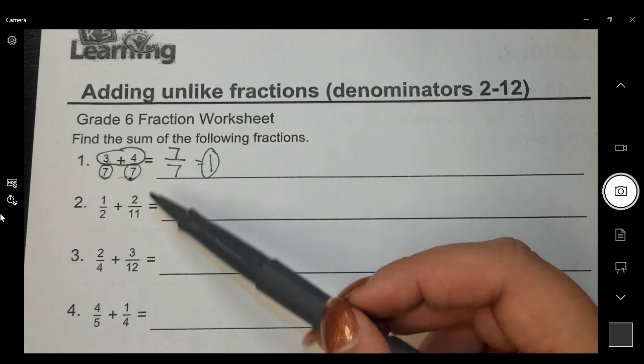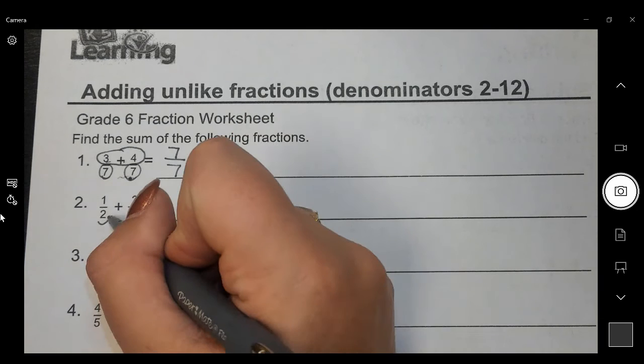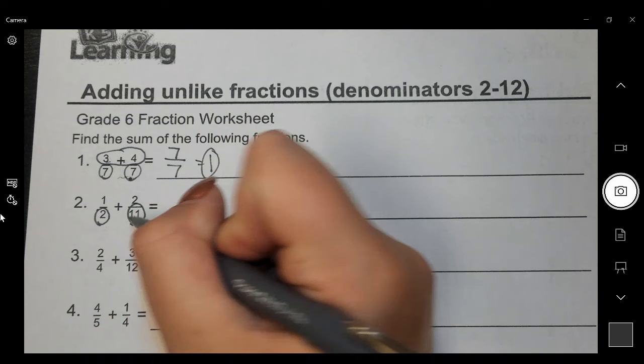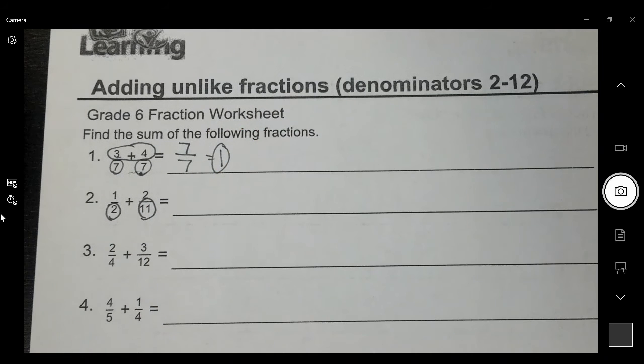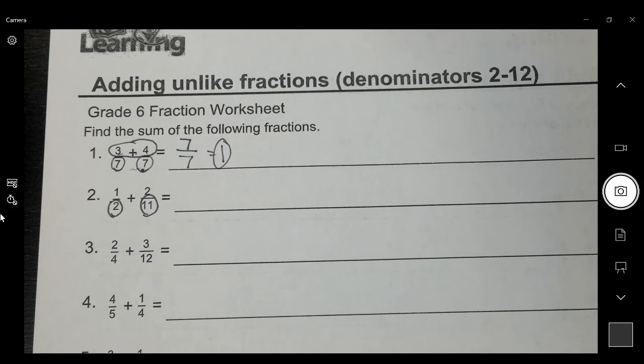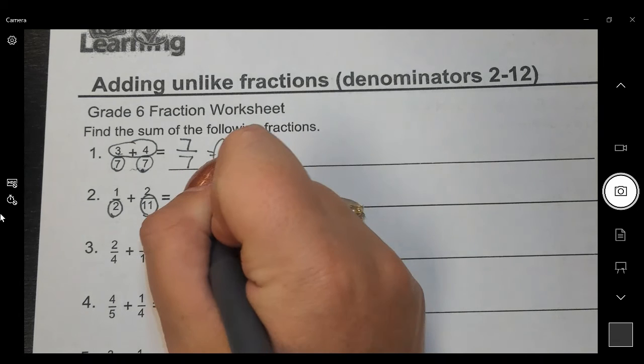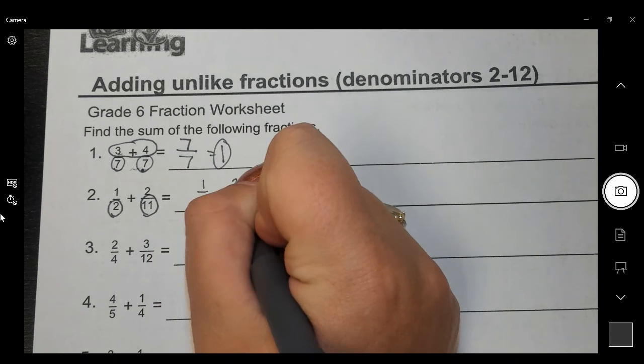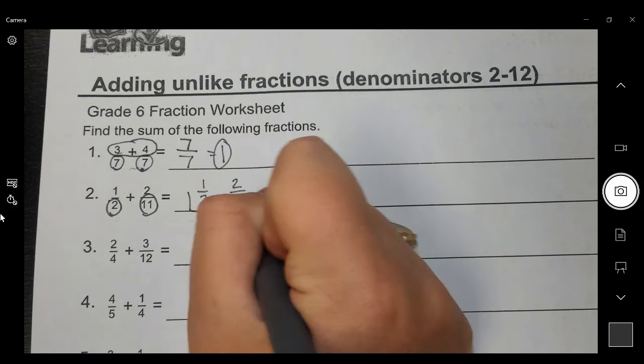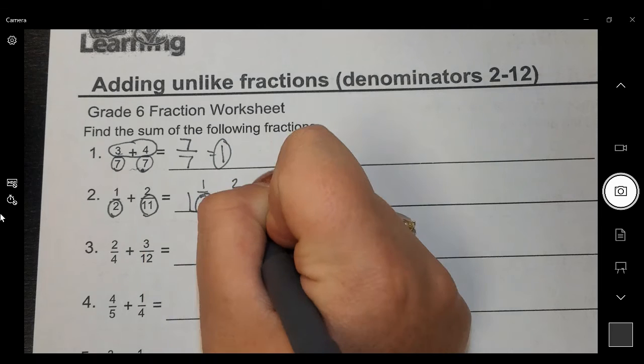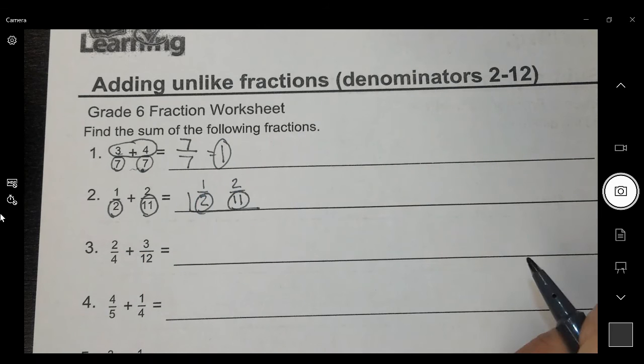But what happens when they're not common? Like in number 2, I have a denominator of 2 and a denominator of 11. When I have unlike denominators, I need to put them in the slide. So I have 1/2 and 2/11, and I'm going to put them in the slide. I'm focusing on the denominators.